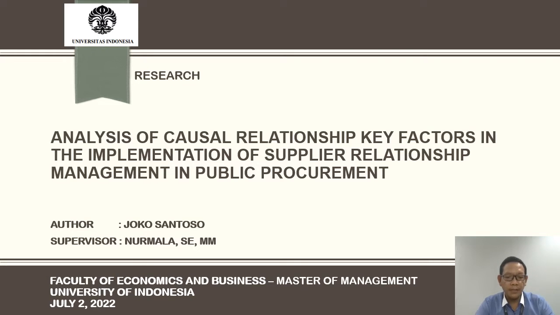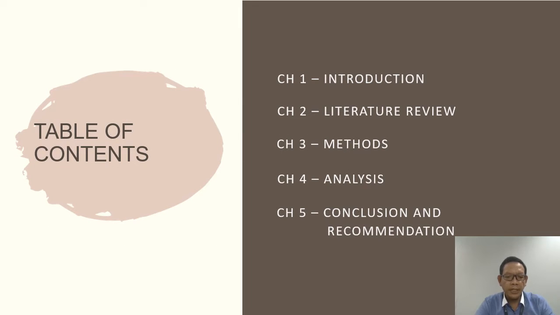The topic of this research is analysis of causal relationship key factors in the implementation of supplier relationship management in public procurement. The presentation is divided into 5 parts. The first is the introduction, the second is the literature review, the third is the methodology, the fourth is the analysis, and the last is the conclusion and recommendation.